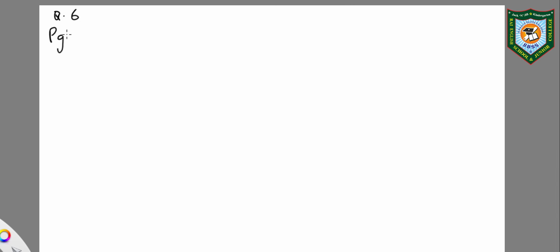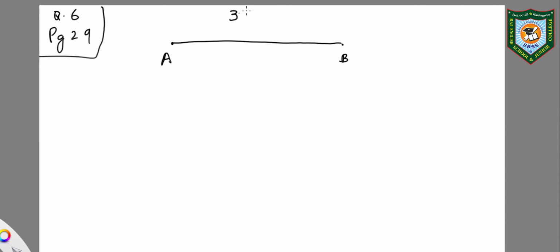On the same page 29. Now the question says places A and B are 30 kilometers apart on a straight road. So before we start solving, let's draw the diagram. This is point A, this is point B. This distance is 30 kilometers.